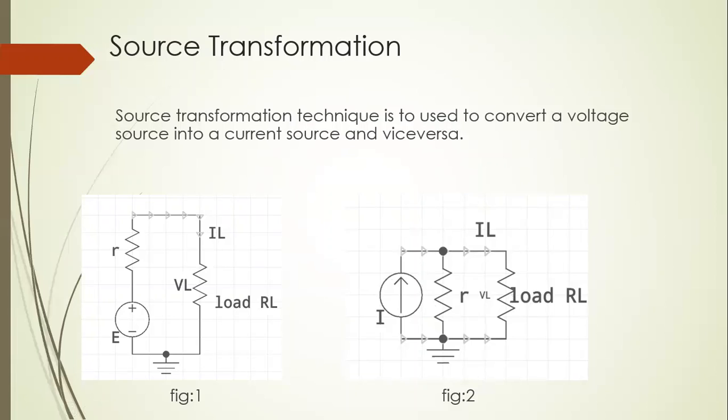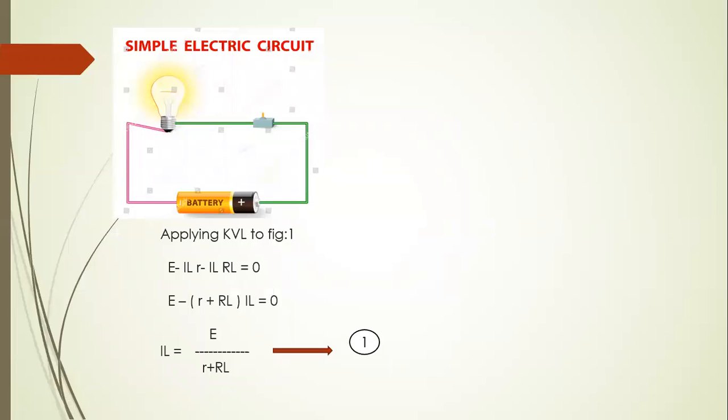The next slide shows a simple electrical circuit consisting of a battery connected in series with a bulb and a switch. It's just a simple circuit, just to understand how the circuit looks and how we will rig up the circuit. Okay, first, applying KVL to figure 1.